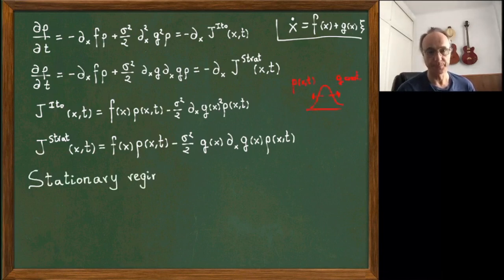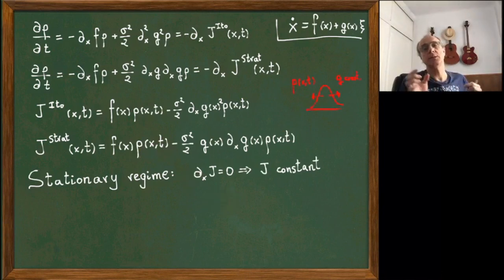what do we have? Well, the stationary regime is when this does not depend on time anymore. So what we have is that the derivative of rho with respect to t is zero. This means that this is zero in both cases, in Itô and Stratonovich, and this means that the current is constant. Okay. This is normal because the current is in a continuity equation, the time derivative of the mass in an interval.